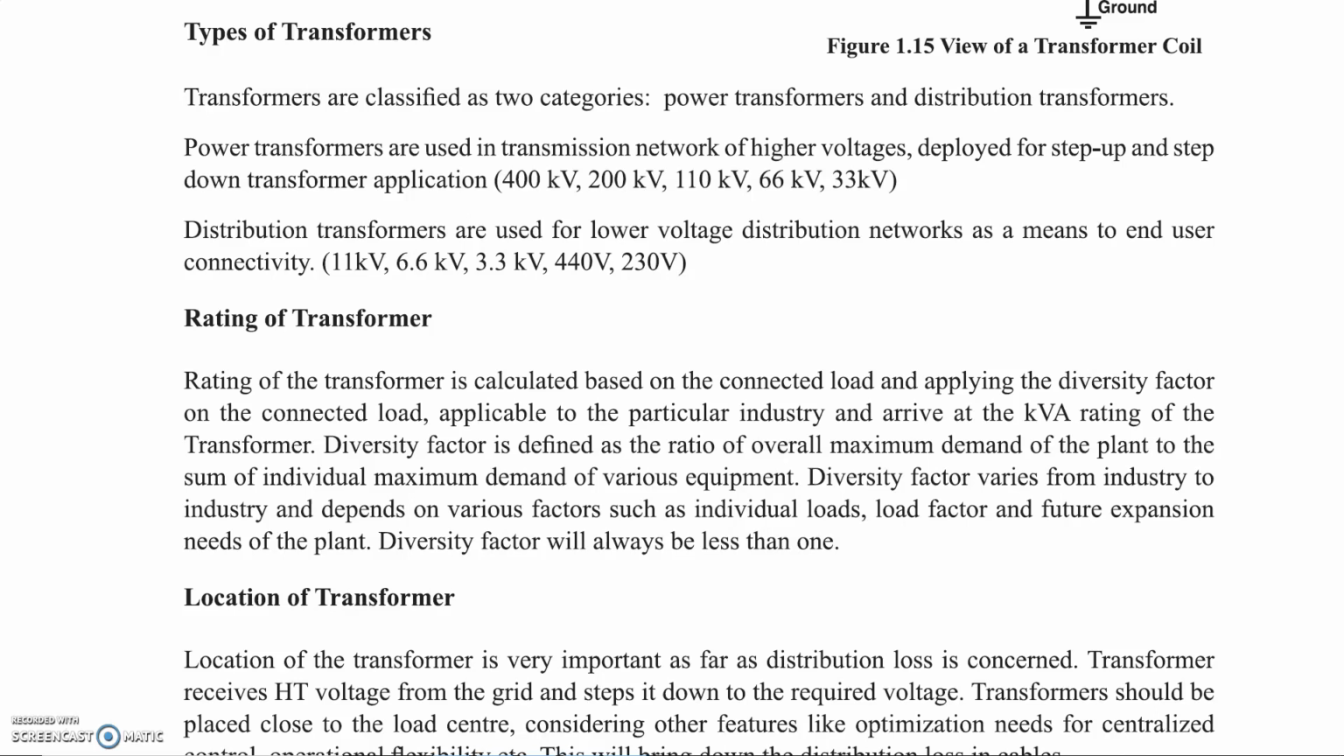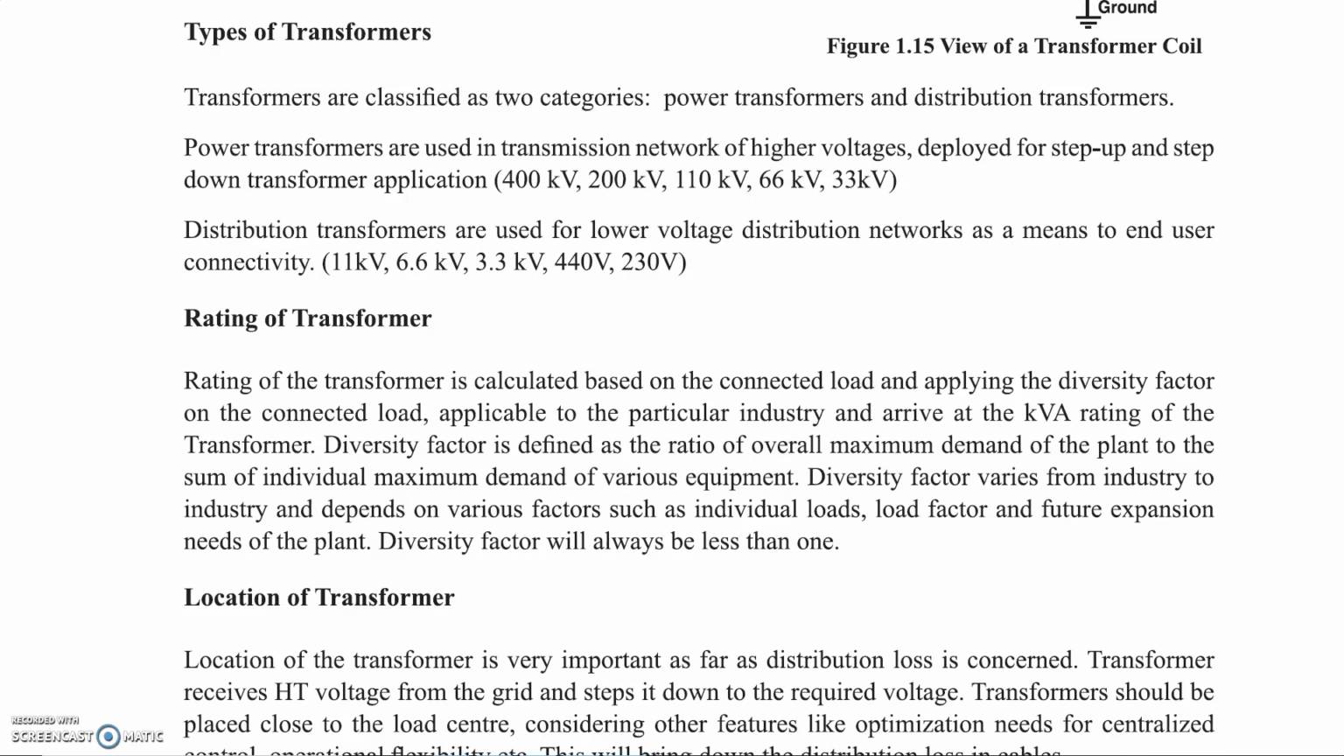However, the transformers which are used for stepping up and down of voltages at lower levels are called distribution transformers. So what are their voltage levels? The lower level voltages can be 11 kV, 6.6 kV, 3.3 kV, 440 volt, 230 volt, etc.